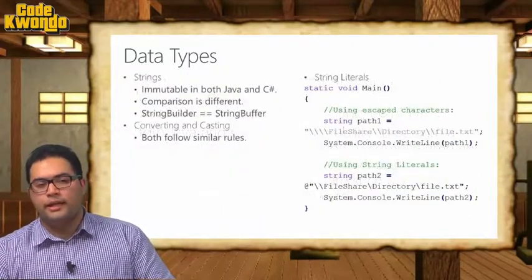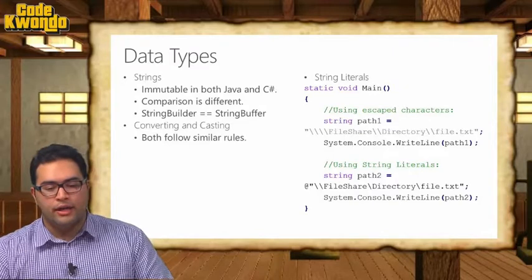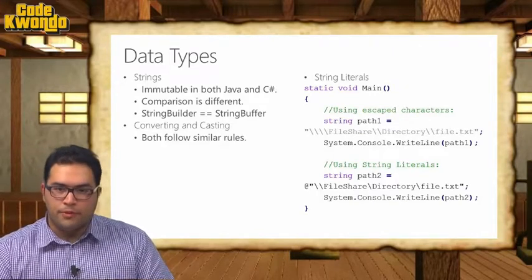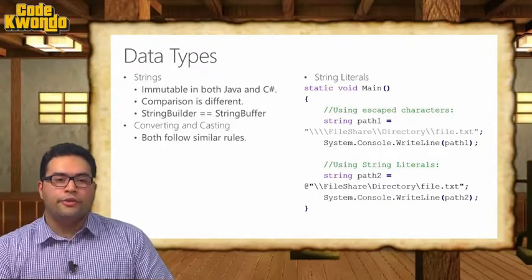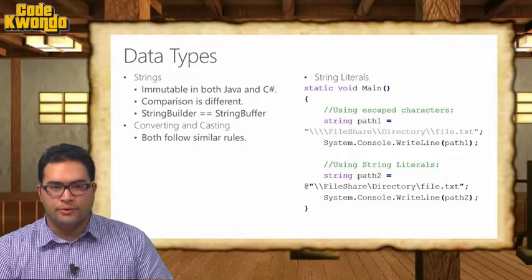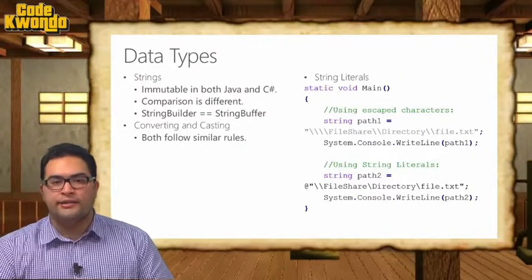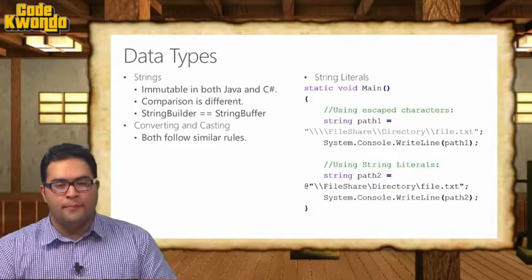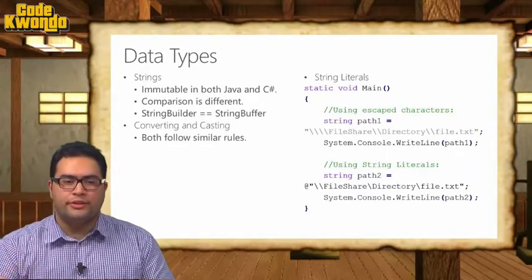Now, strings are a big and important piece of any language. Luckily, in Java and C#, they're more or less the same. They're immutable in both Java and C#. So what that means is when you edit a string, you're not actually editing the string, you're just creating a new one.